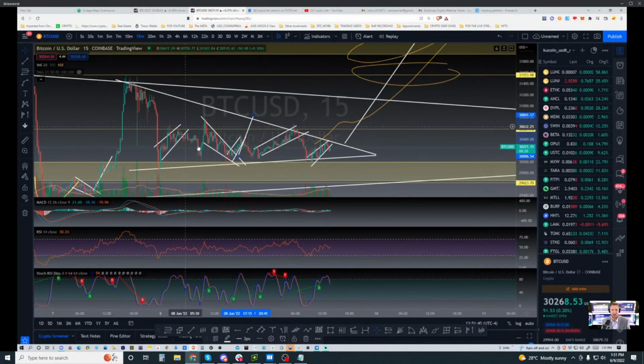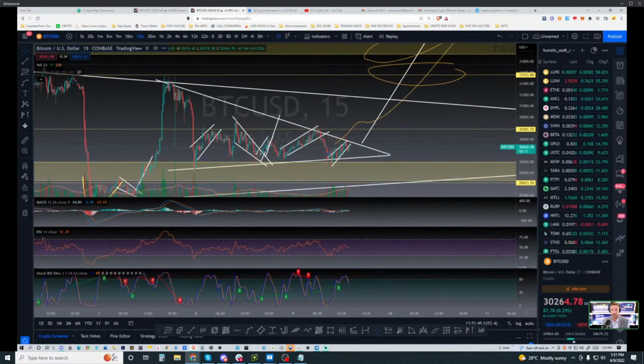Above the dotted line, we came down. Above the dotted line, we came down. Like the next time we get above the dotted line, do you want to open up a long?